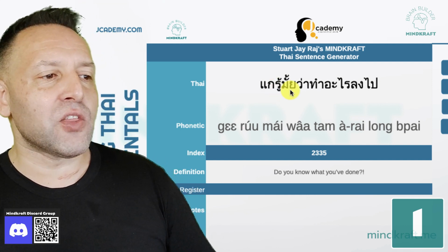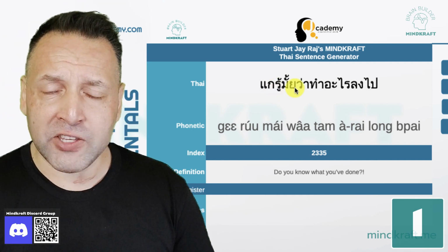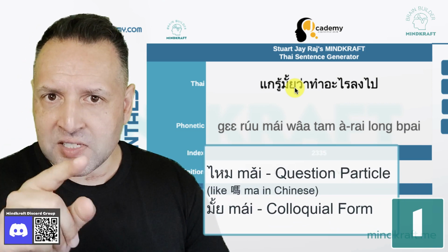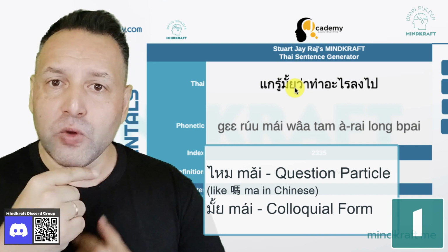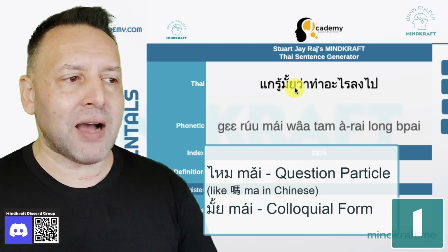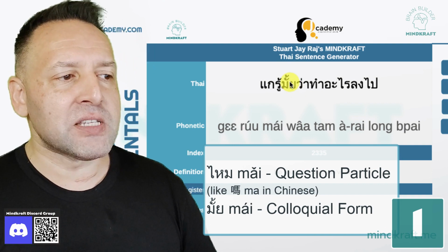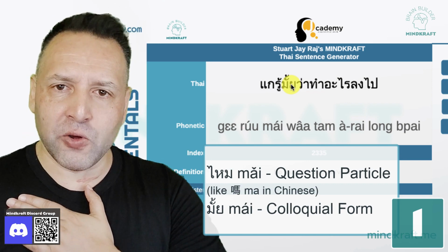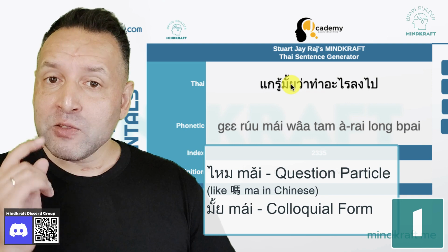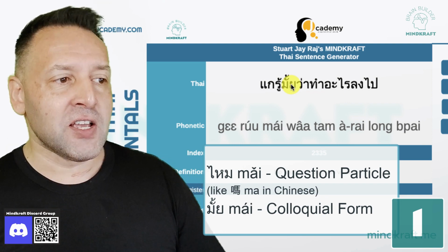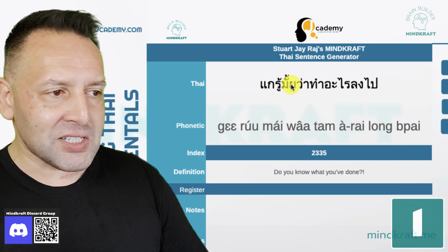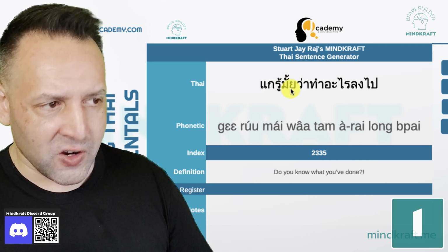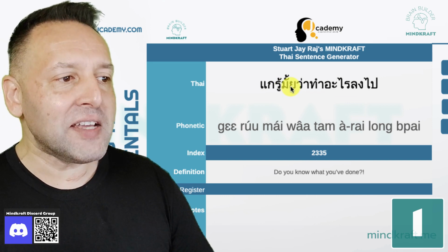Now notice here the word "mei." When you learn Thai, your teacher probably taught you to write ha mo sala ai, so it would be mai with this rising tone as a question particle at the end. But in spoken Thai, mai, your throat doesn't want to drop all the way down there, and so it comes out as mai mai, just like ma in Chinese. And so when you write it in colloquial Thai, you'll write it like this. So ke ru mai, did you know?